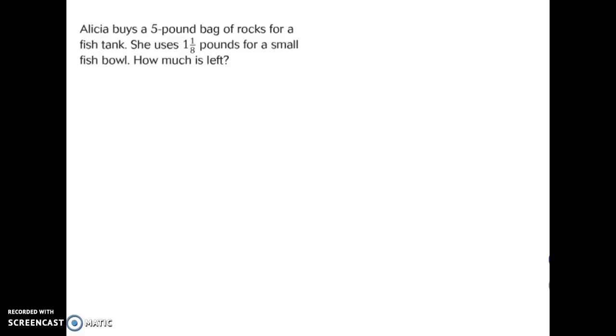Alicia buys a 5-pound bag of rocks for a fish tank. She uses 1 1/8 pounds for a small fish bowl. How much is left? If you're reading carefully, you've looked at those words. How much is left? I know I have to subtract. And I can even circle my numbers that I see in my math story. So I know that Alicia started with 5 pounds and she took out 1 1/8 pounds. So let's do that. Let's start with 5. Let's take out 1 1/8. There's how our problem sets up.